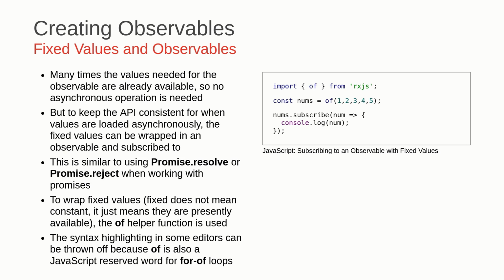Of is actually a reserved word in JavaScript. It's part of the for of loop that came out with ES 2015. So when you use the word of as a function, it's totally legit. You can do it like we are here.